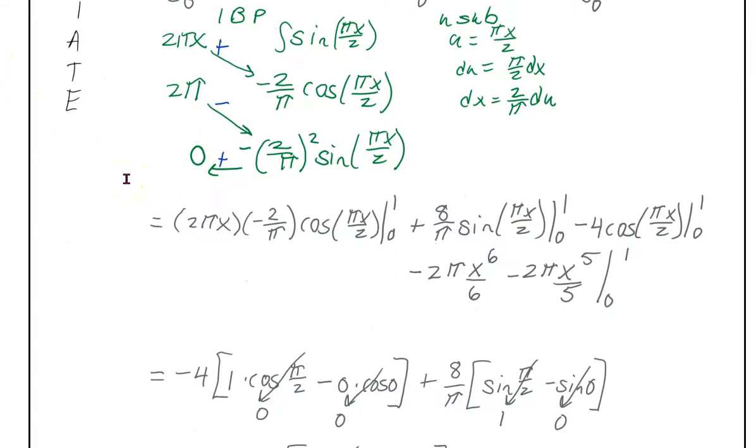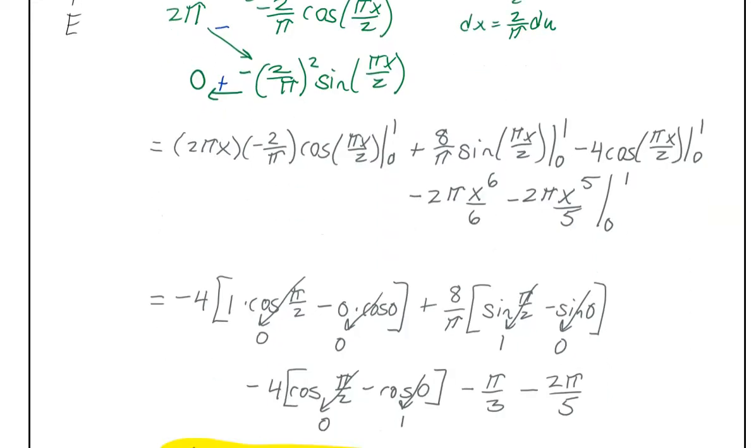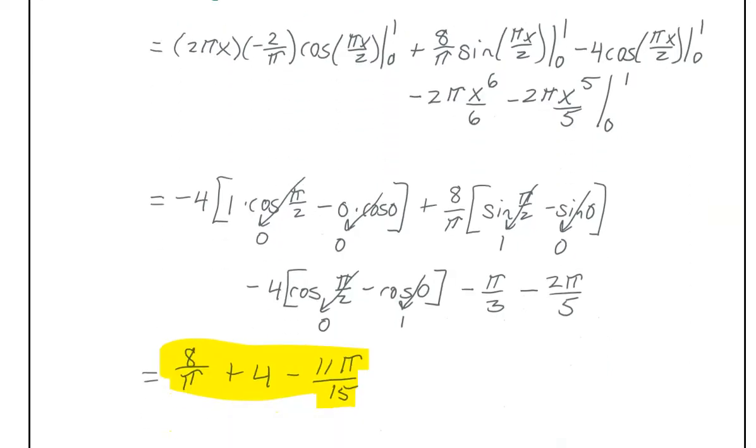When you compute the steps, remember to maintain the same limits of integration that were on the original integral. This gives us these steps that you see here. When plugging in the limits of integration, you will find that your final answer is 8 divided by pi plus 4 minus 11 pi divided by 15. This is a more complicated integral, but if you take your time and go slowly, I think you'll find that you can get the same solution I did.